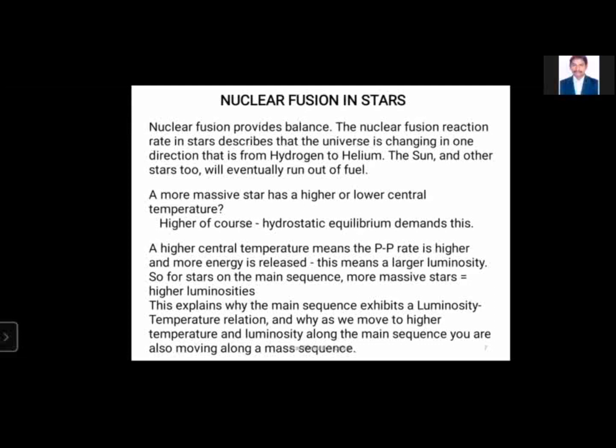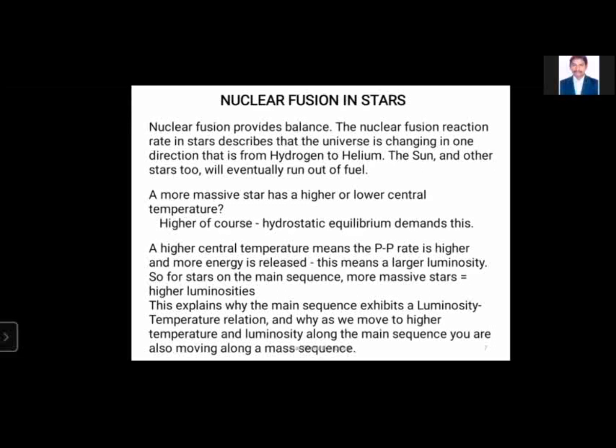The answer is higher, of course, because of hydrostatic equilibrium. A higher central temperature means the proton-proton rate is higher and more energy is released. This means a larger luminosity. So for stars on the main sequence, more massive stars means higher luminosity.